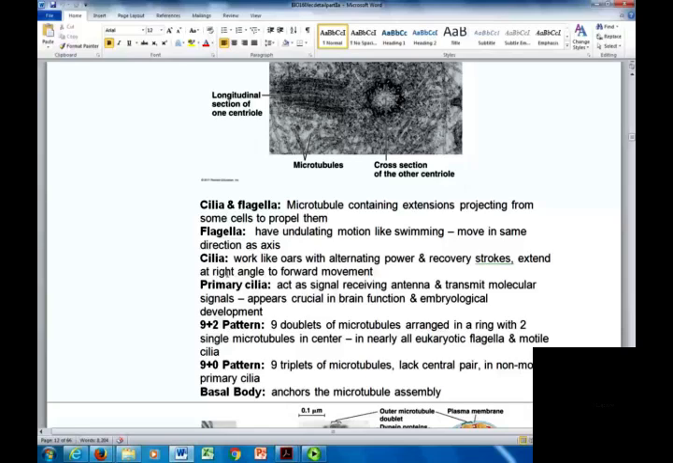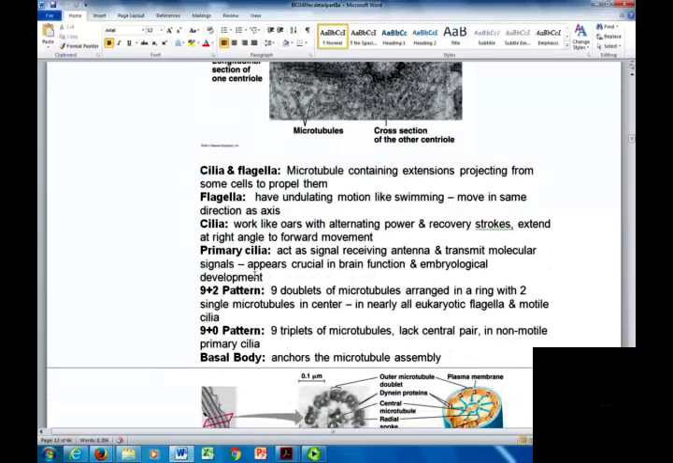We have different kinds of cilia. The primary cilia will act like a signal-receiving antenna and transmit molecular signals. These appear to be crucial in brain function and embryological development.